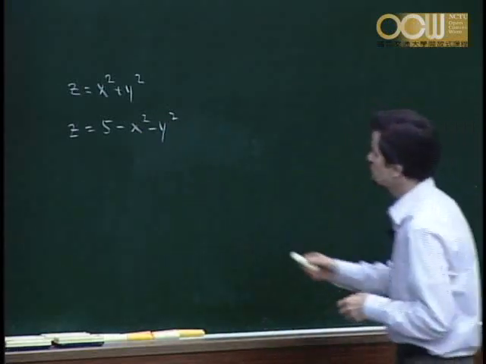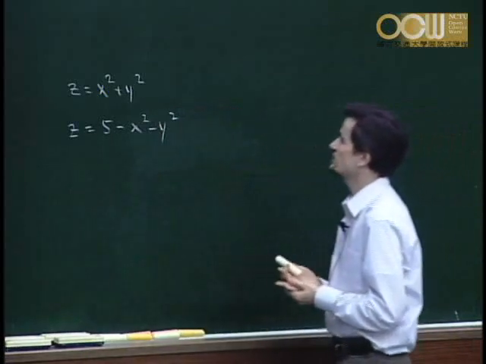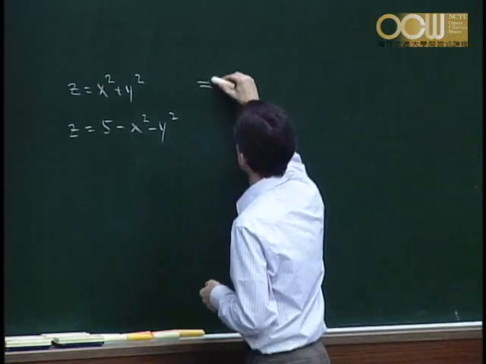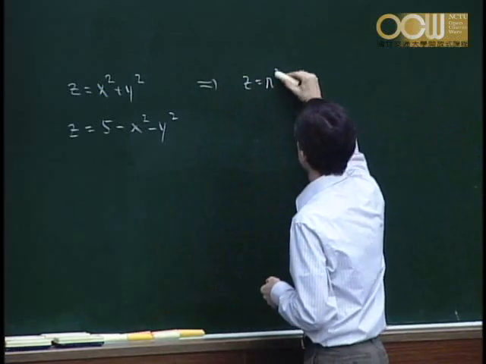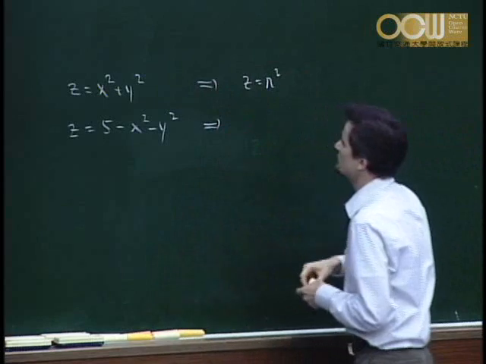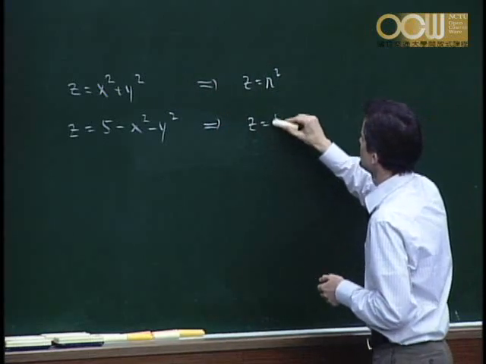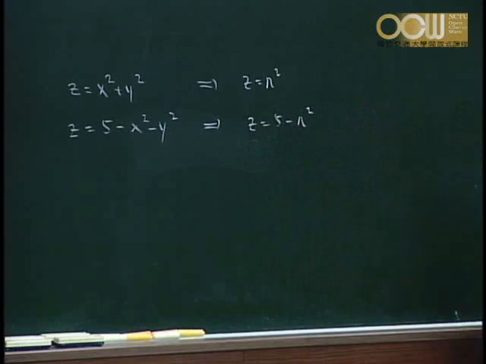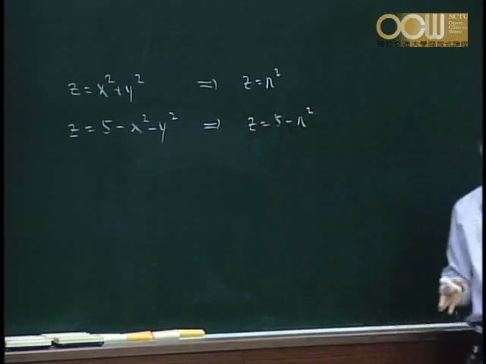Now, last time I showed you that the equations get simpler if you introduce cylindrical coordinates. So in cylindrical coordinates, this equation reads z is equal to r squared, and this equation becomes z is equal to 5 minus r squared, and you have to figure out what is the range over which you have to plot it.